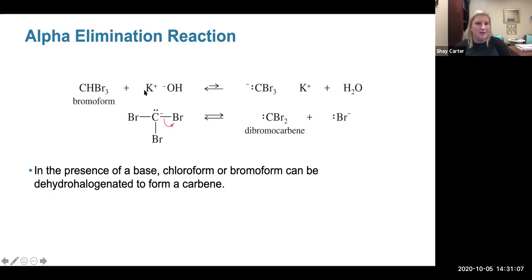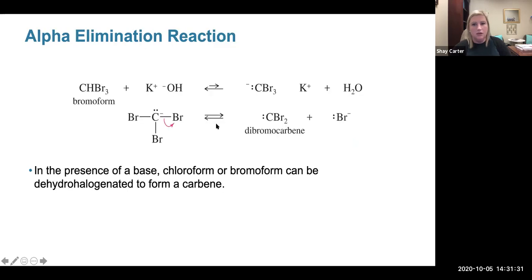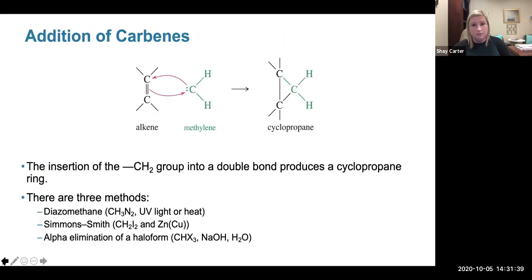Okay, so here's potassium hydroxide. We can take bromoform and potassium hydroxide, keep going with the reaction, and we can get dibromocarbene. Now, this dibromocarbene, let's see, I think we're going to talk about it. Yes, okay. This gives us dibromocarbene. It gives us a carbene. The dibromocarbene has a bromine here and a bromine here.